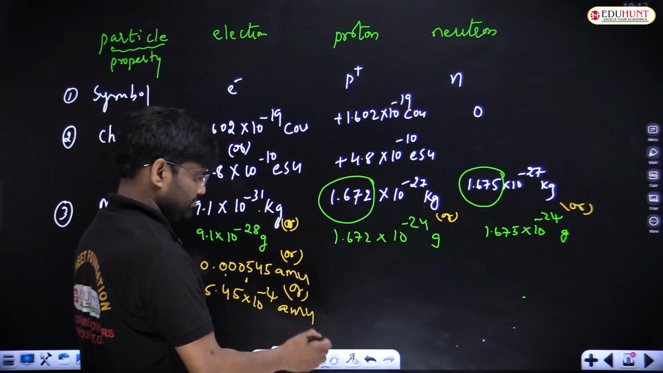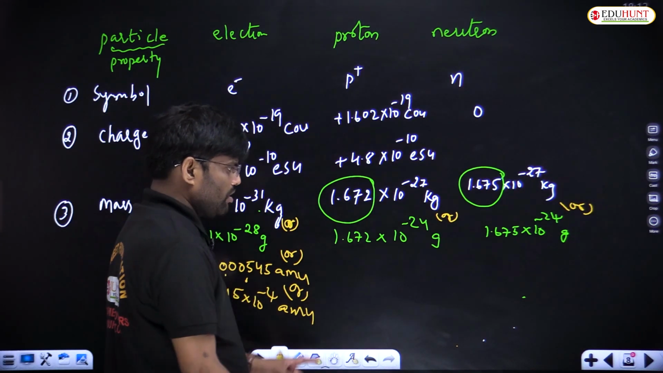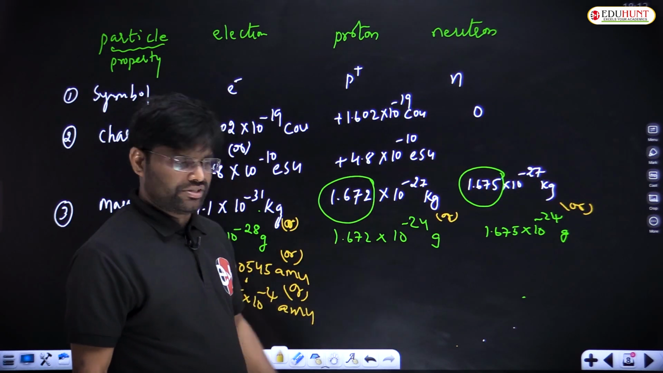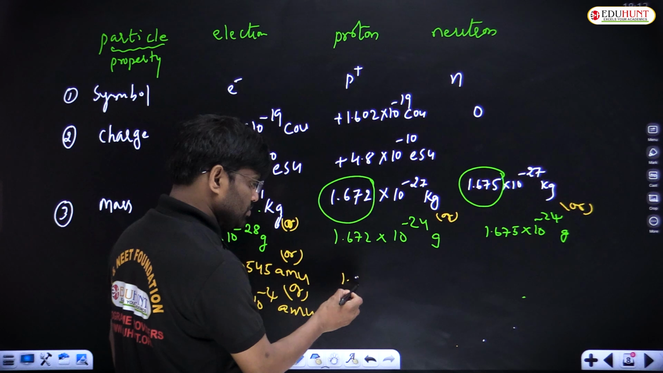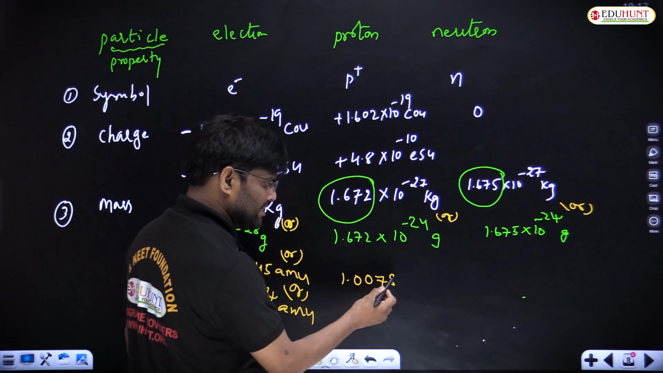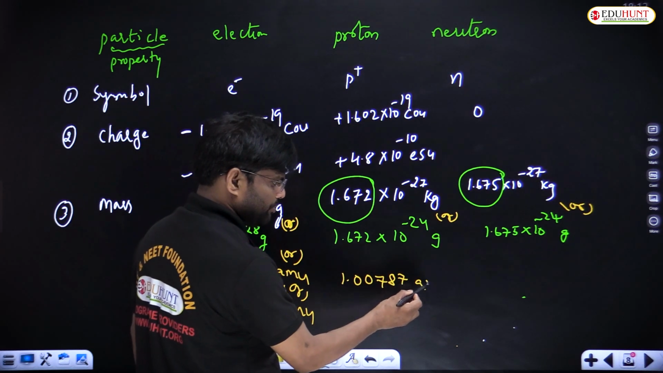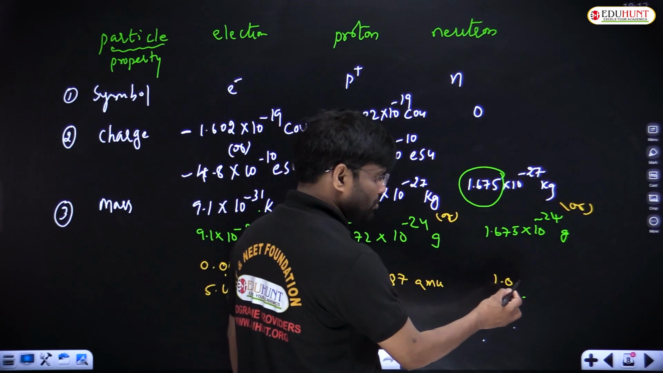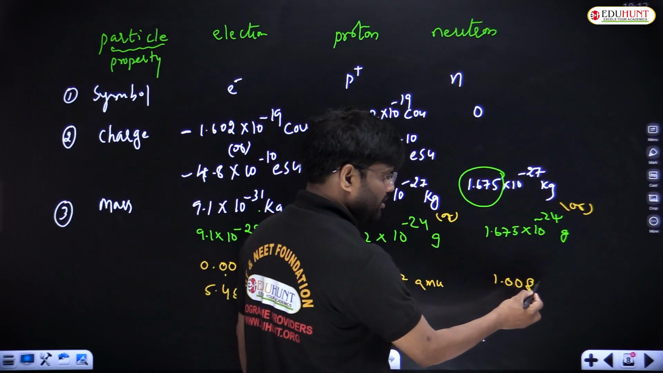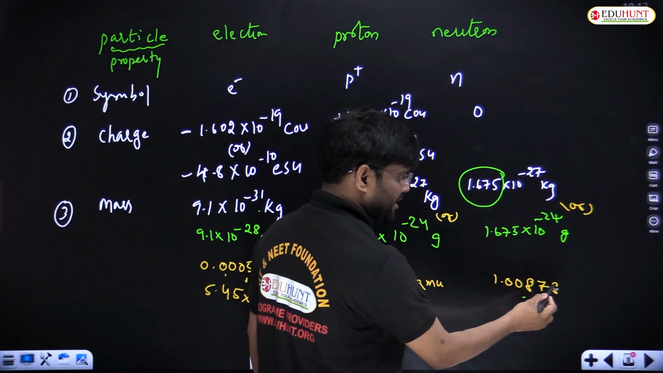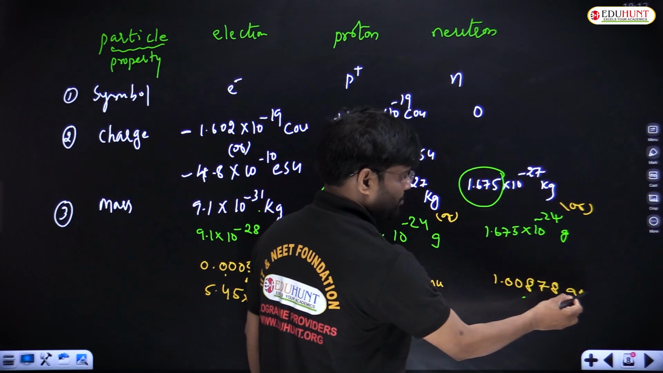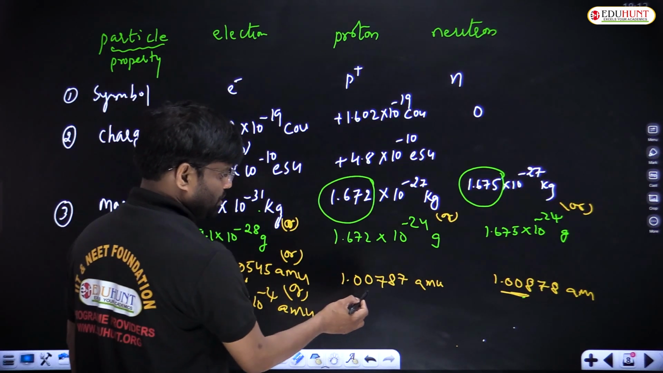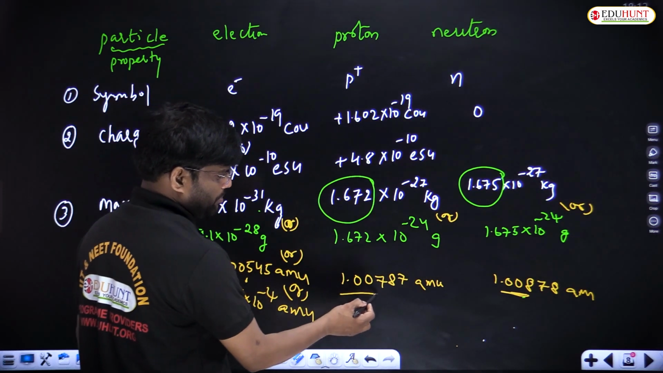Okay, next. Here 1.67 into 10 power minus 24. This is in grams, but in AMU it is 1.00787 AMU. This is 1.00878 AMU. But you remember up to here: 1.008, here 1.007. You remember up to here.